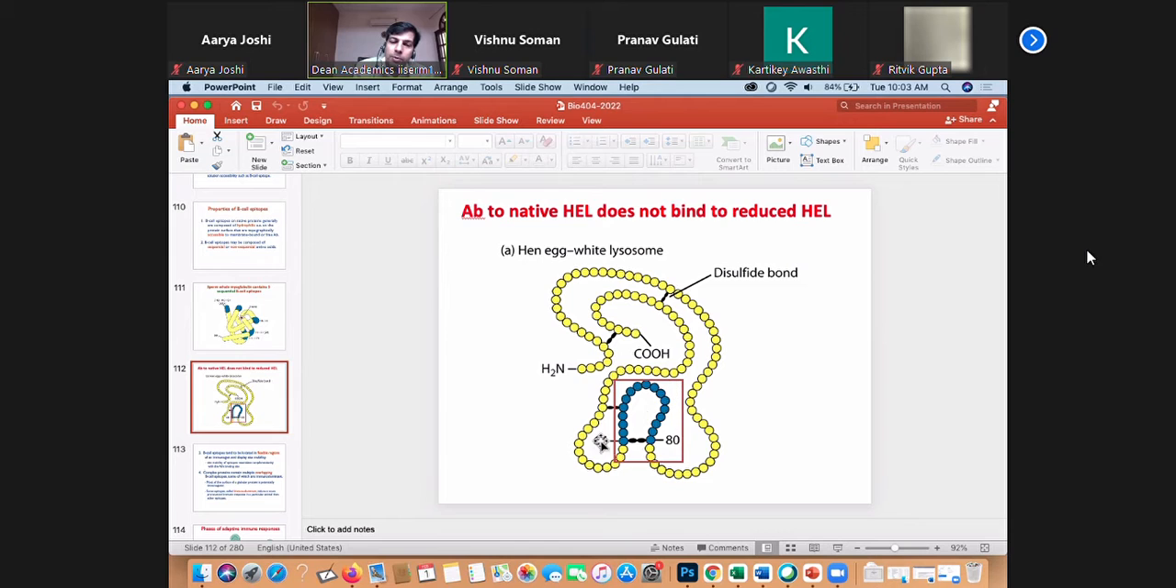Okay, so this epitope would then be considered as a non-sequential or conformational epitope. Yes? Got it, sir. Thank you.